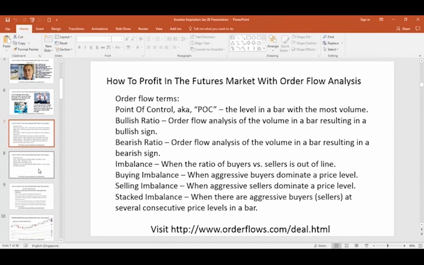A bullish ratio and a bearish ratio in order flow analysis: a bullish ratio indicates a bullish sign. A bearish ratio indicates a bearish sign.